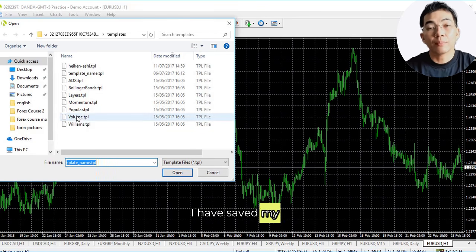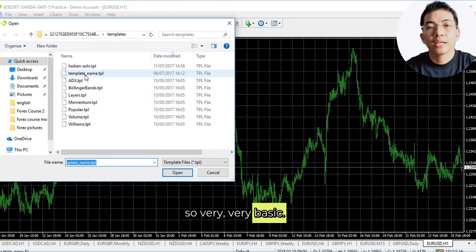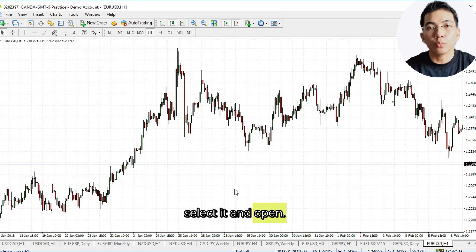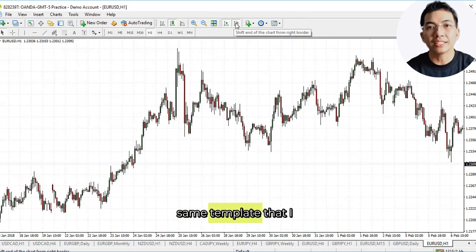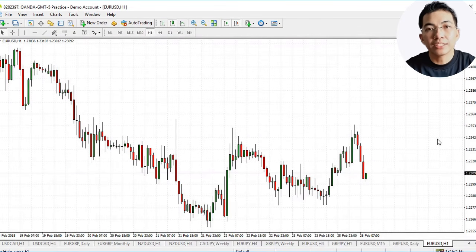I have saved my template as template name, so very basic, nothing special. You just need to select it and open. Here we go, you have now the same template that I use to analyze the charts. In my opinion, it is much better. You can clearly see the color of the candlesticks.